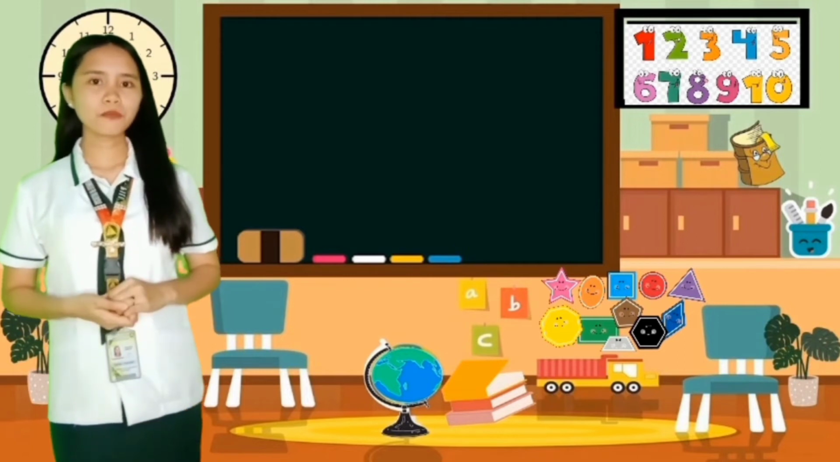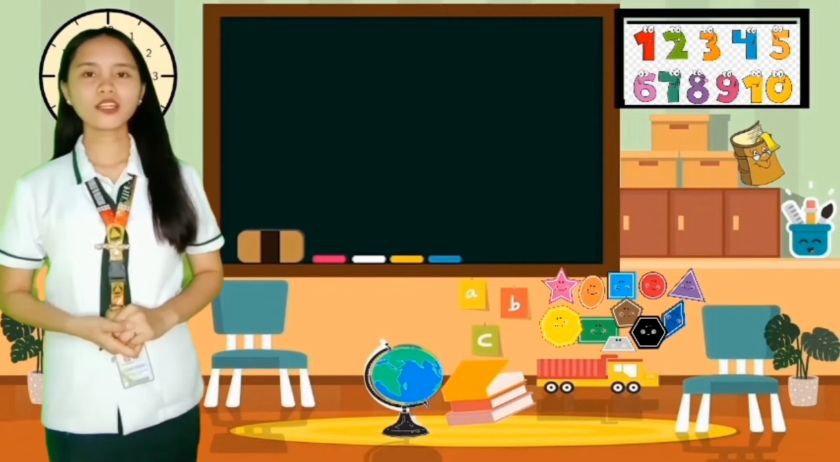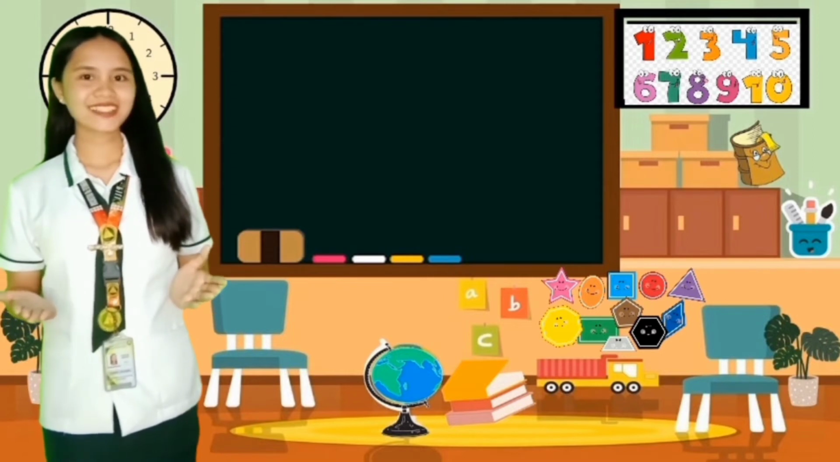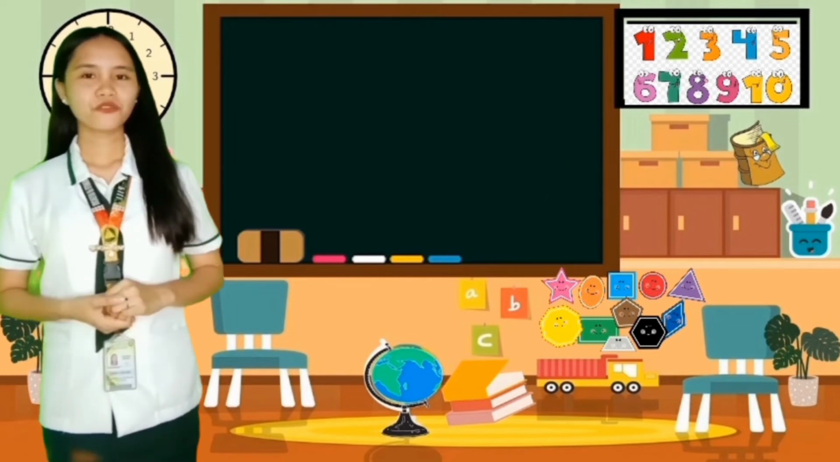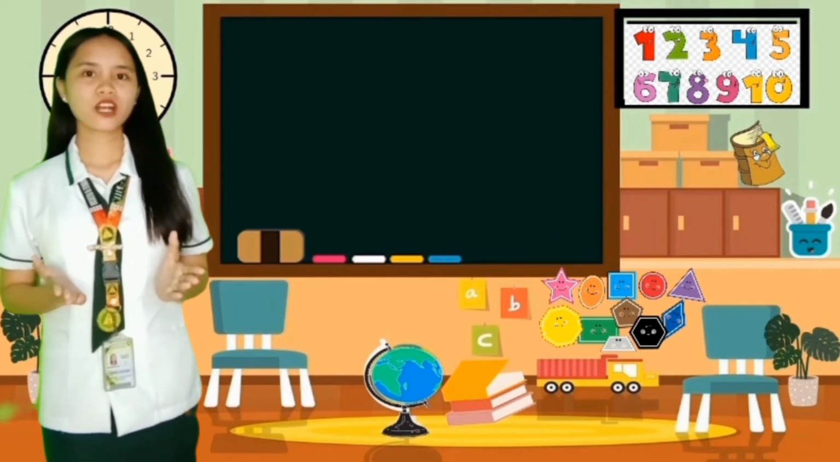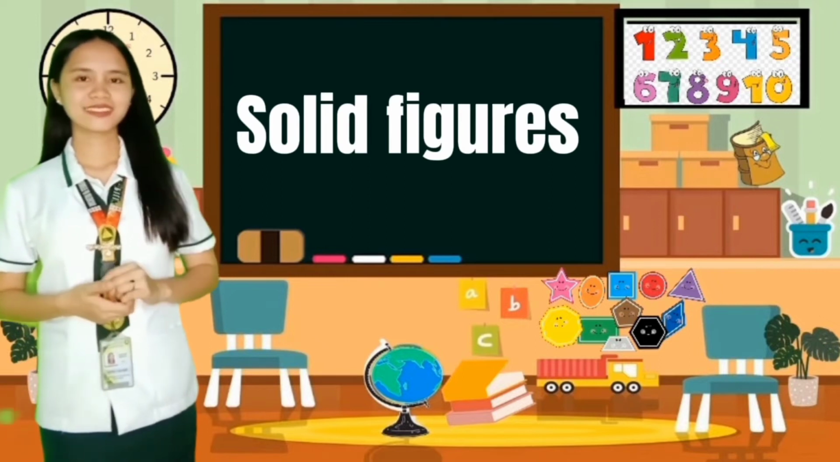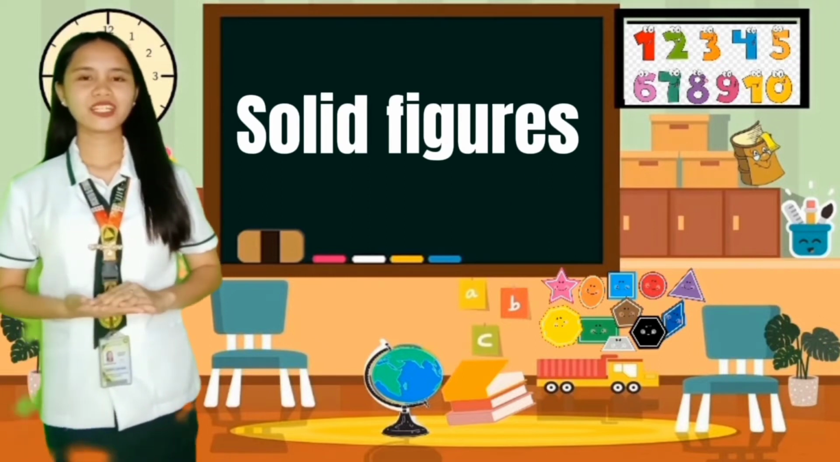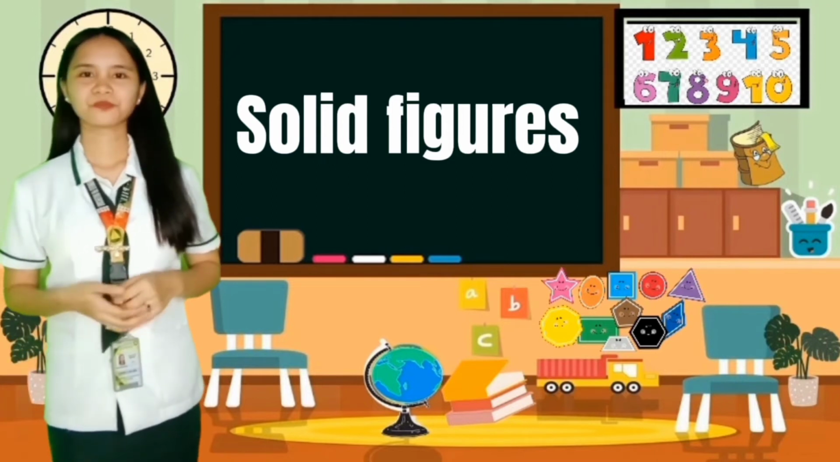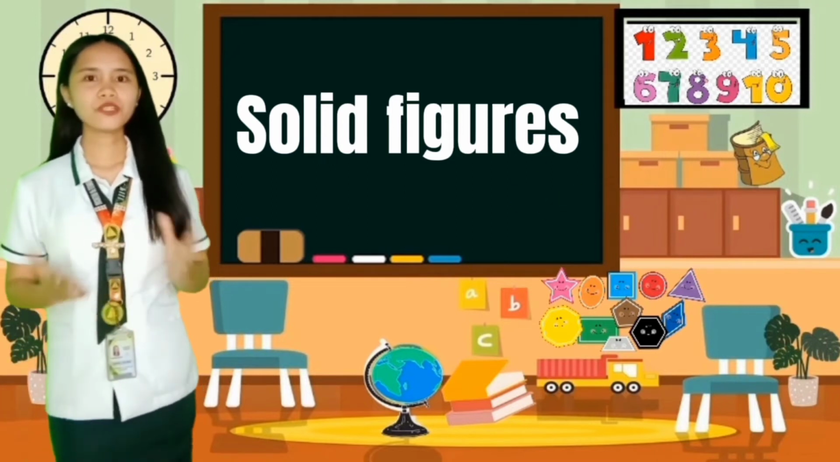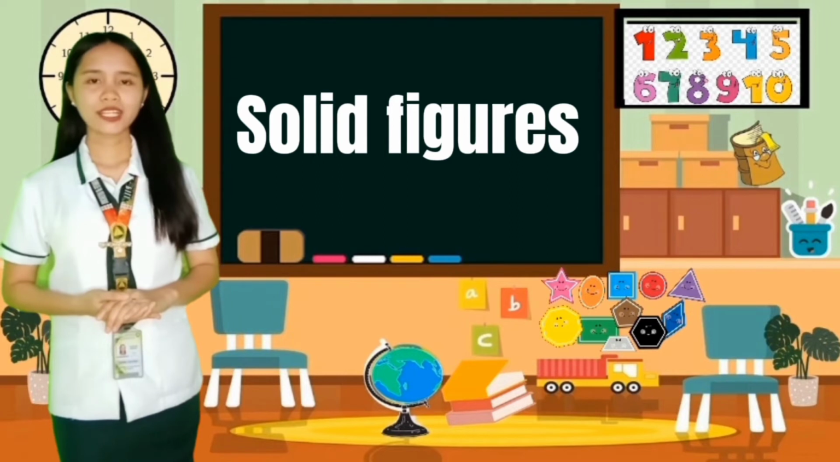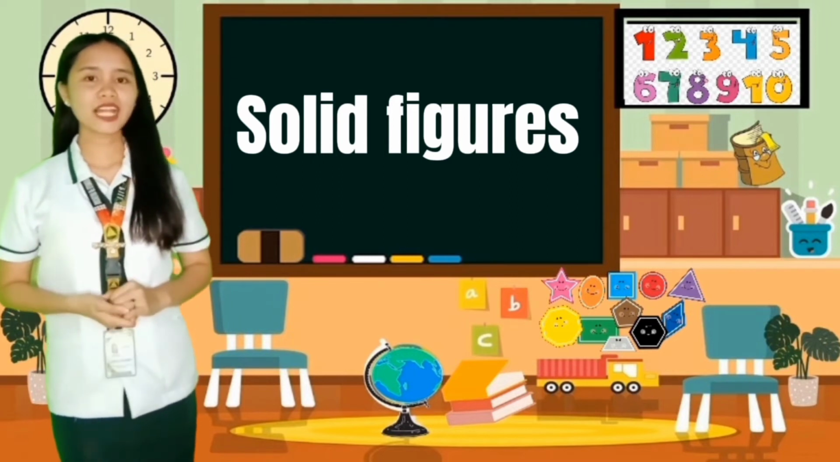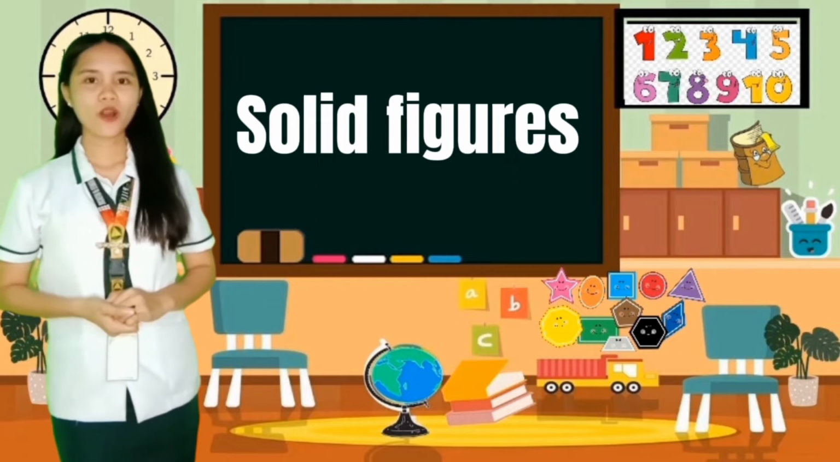So based from the example and the activity that I gave to you a while ago, can anyone guess what our topic for today is all about? Yes, Chris? Very good. So when you hear the word solid figures, what comes into your mind? Very good. Another? Yes, Kim. Very good. So when we say solid figures, these are the three-dimensional figures that have length, width, and height. And as your classmate said a while ago, these are the common objects that you see and touch every day.